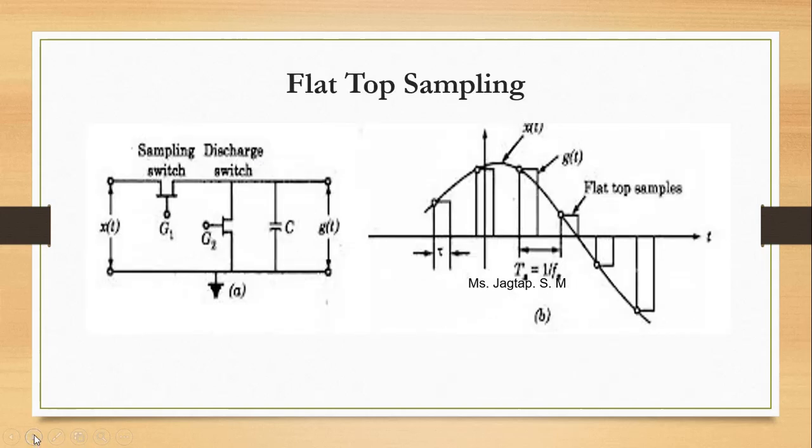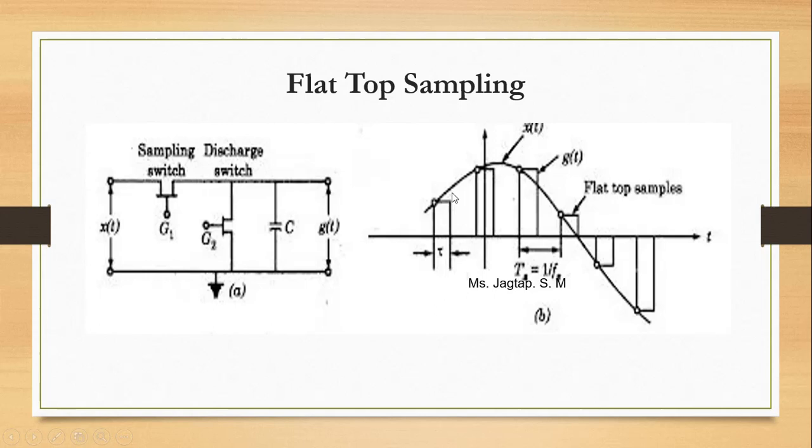Third one, flat top sampling. Natural sampling is rarely employed in practice. Instead, another practical sampling technique called flat top sampling is used. In the flat top sampling technique, the analog signal x of t is sampled instantaneously at the rate fs equal to 1 by Ts, and the duration of each sample is tau. Thus, the amplitude of the pulses is constant, equal to the corresponding sample value.